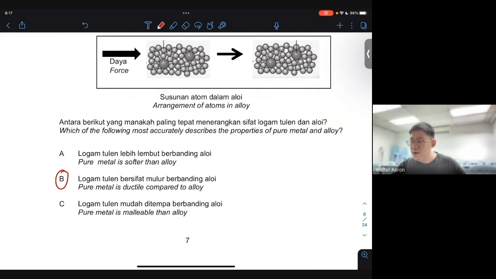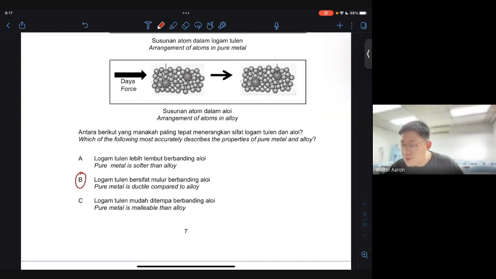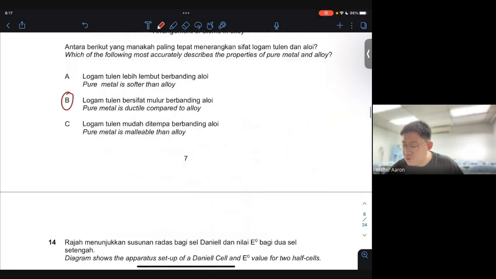But I would say to a certain extent, if you want to stretch it into wires, then the answer will be ductile. If you want to make it into sheets, like aluminum sheets or different kinds of metal components, then perhaps you can choose that pure metal is technically more malleable than an alloy itself. So this is just an example to show you.